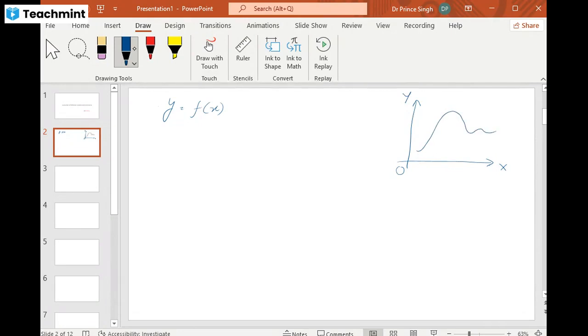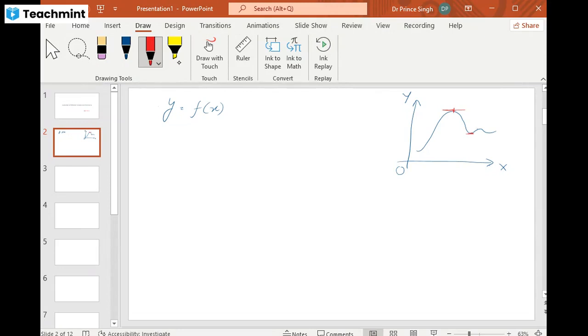If we look at this curve, we can realize that this is the point where the function attained its maximum value, and this is the point where the function attained local minima. Local minima means that if we compare its value with its neighborhood points, this is the point where the function attained its minimum value in comparison to its neighborhood points. And this is the relative maximum, because compared with its neighborhood points, the function attained its maximum value here.